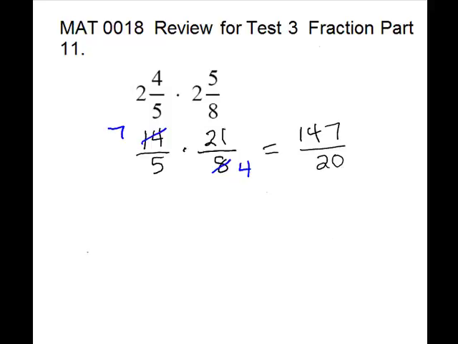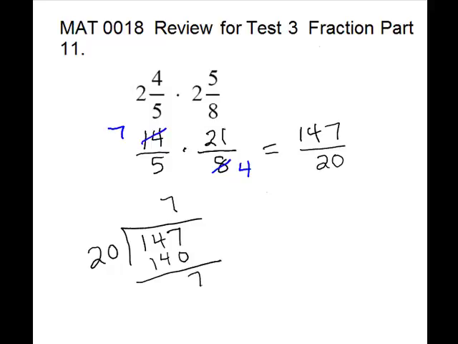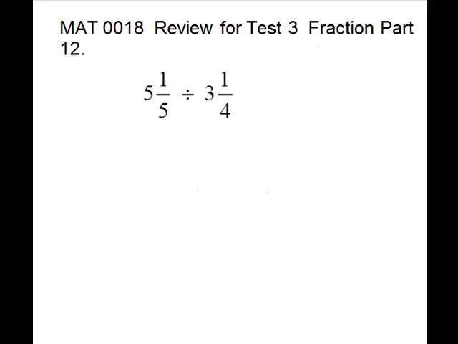So to take it back, you divide it out. 20 into 147, and you're going to have to go all the way into 147. 7 times will give you 140, and 7 is your remainder. It goes back over the divisor. So either 147 over 20 or 7 and 7/20. Those are equivalent answers. Next we have a division of mixed numbers.